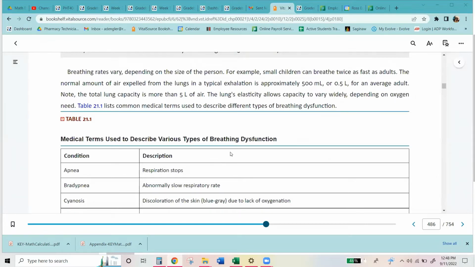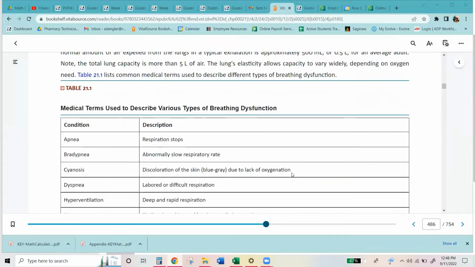Breathing rates vary depending on the size of the person. For example, small children can breathe twice as fast as adults. The normal amount of air expelled from the lungs in a typical exhalation is approximately 500 ml or 0.5 liters for an average adult. So that's kind of huge if you think about it. The total lung capacity is more than 5 liters of air. The lungs' elasticity allows the capacity to vary widely depending on oxygen need.